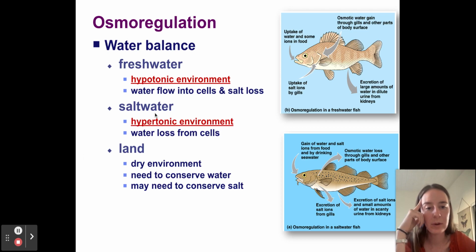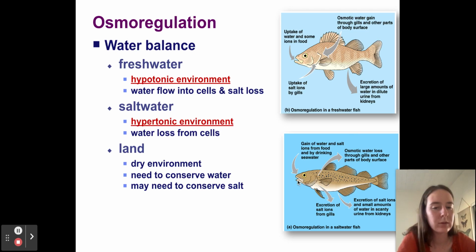So then let's look at saltwater fish. Saltwater fish are in hypertonic environments, meaning there are more solutes dissolved. They're in salt water, right? And so the inside of the fish actually has a higher concentration of water than the outside. So remember, osmosis is the movement of water from a high concentration to a low concentration. So water will actually move out of the fish because it's moving towards a lower concentration of water.